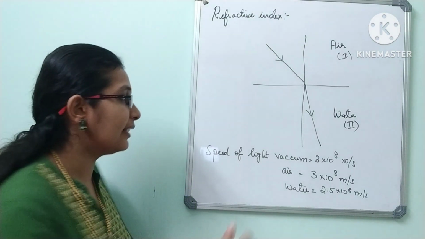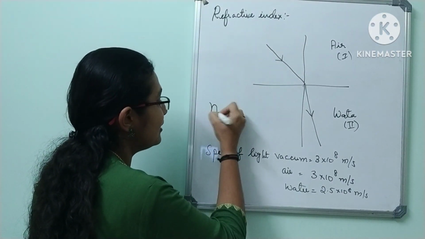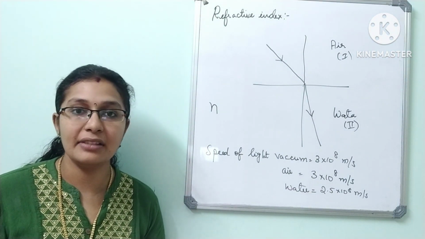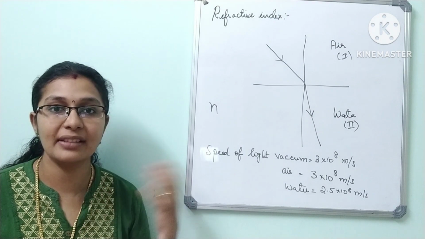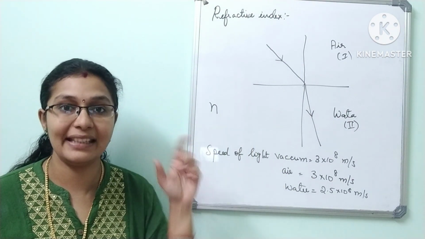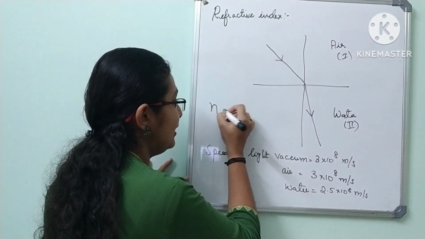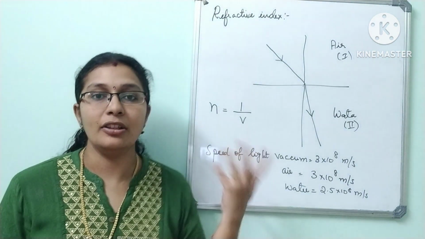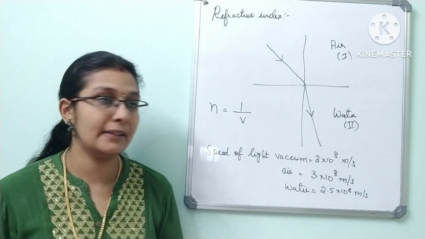Okay, so you can conclude that refractive index is denoted by the letter N for now, and in higher classes you may learn it as mu, some other symbol. For now, in 10th standard syllabus it is reported as N. Okay, so refractive index is inversely proportional to velocity or the speed of light. Can I say like this?